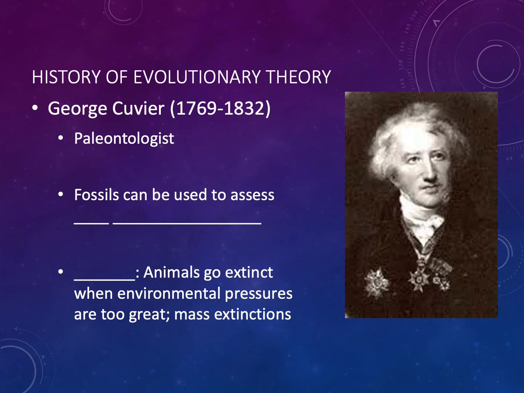George Cuvier was another influencer of Darwin's thoughts. He was a paleontologist and said that fossils could be used to assess time for life on Earth, and also came up with the concept of catastrophism, which is when animals go extinct when environmental pressures are too great, which can lead to mass extinctions.